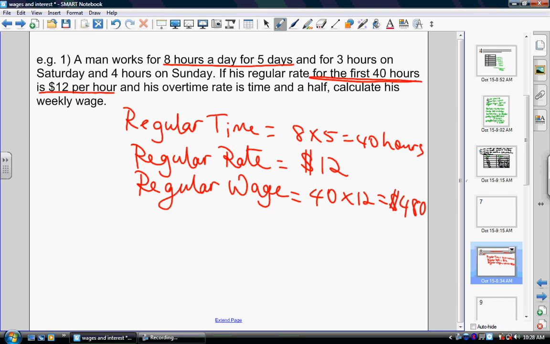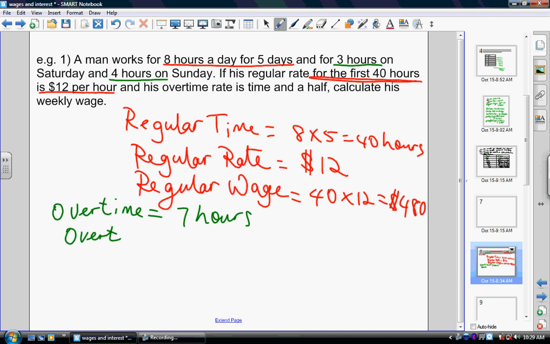Now, he did not only work for 40 hours. In addition to that, he worked for 3 hours on Saturday and 4 hours on Sunday. So what is his overtime? His overtime is 7 hours. You all agree with her? With Isabel? Yeah? Okay. But what is his overtime rate? How much money is he getting per hour for his overtime?